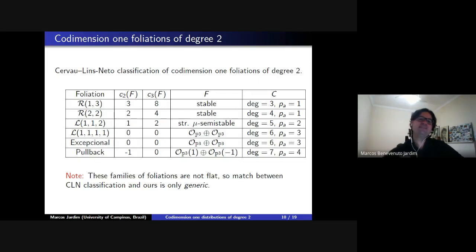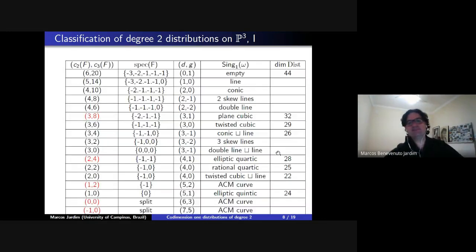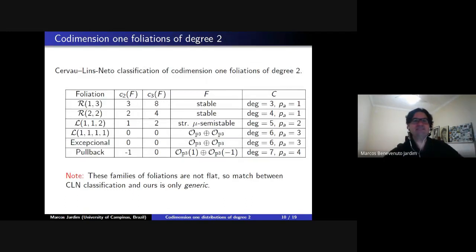And one observation is that these families of foliations are not flat. So the main distinction between the classification that I'm doing here, that's summarized by this big scary table, and this classification of Cerveau and Lins Neto, is that these families, the rational family, the exceptional family, and so on, are not flat families. So there's not an exact match between this Cerveau and Lins Neto classification and ours, right? So the match that I'm doing here in this table is only generic in some sense, right?